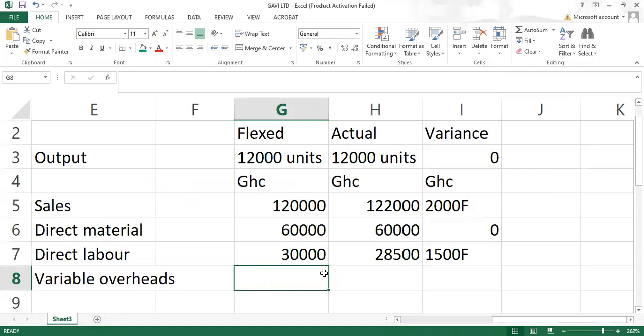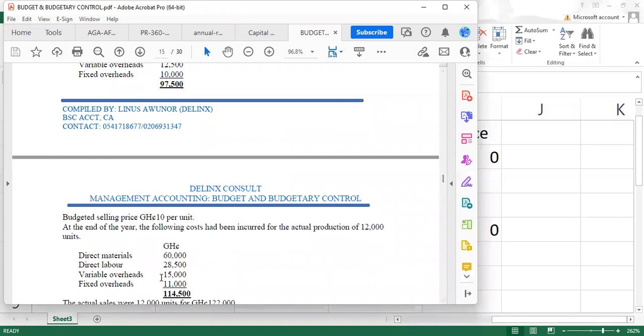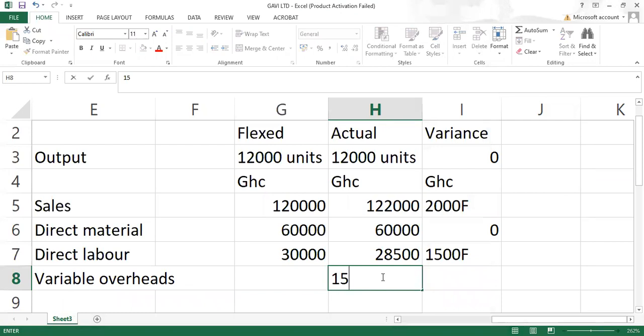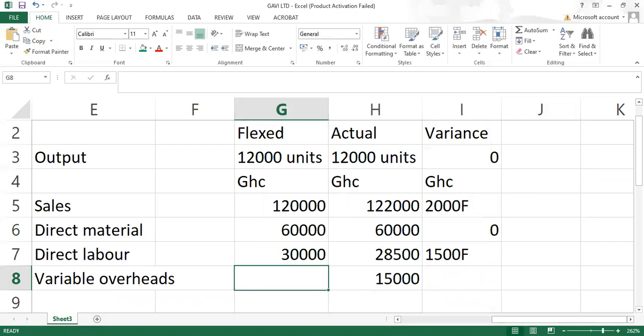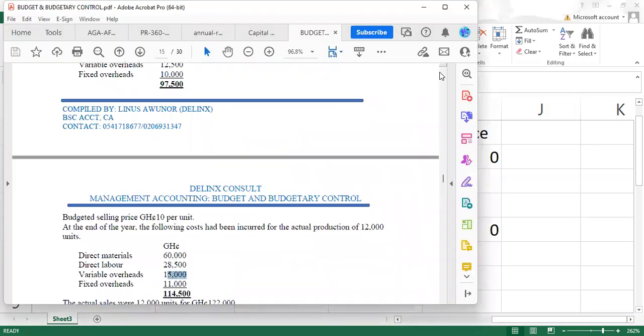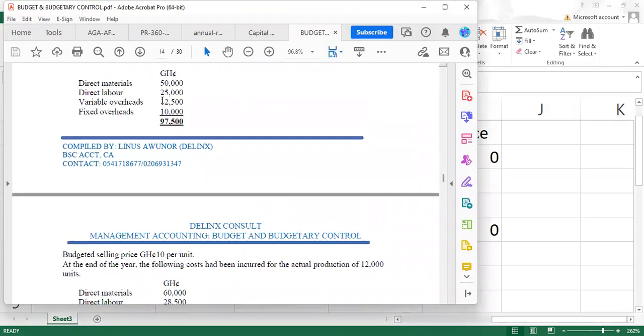Let's come to variable overheads. What is the actual cost for variable overheads? 15,000. Oh, it's a different question. We want to produce 10,000 for how much? For 12,500. So if we want to produce 10,000 for 12,500, we end up producing 12,000 units. How much should we have incurred? How much should 12,000 units have cost us?